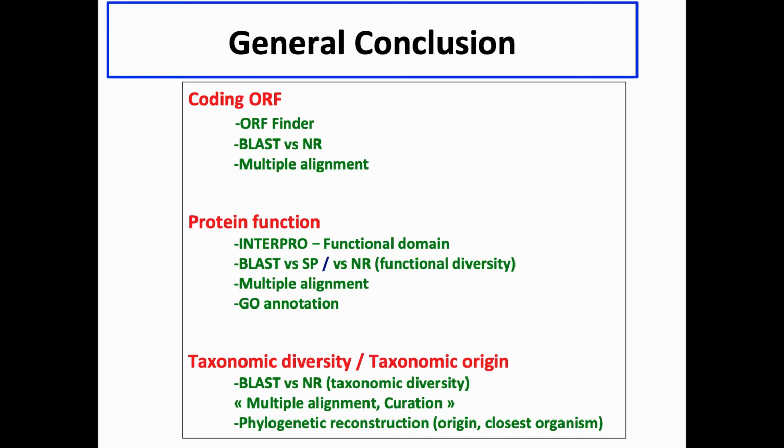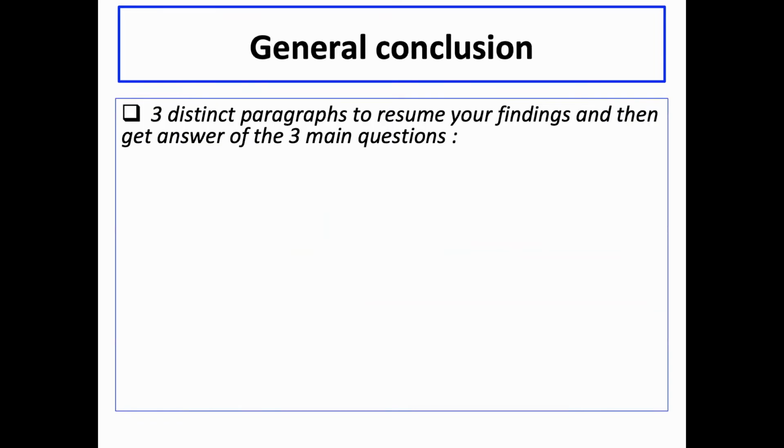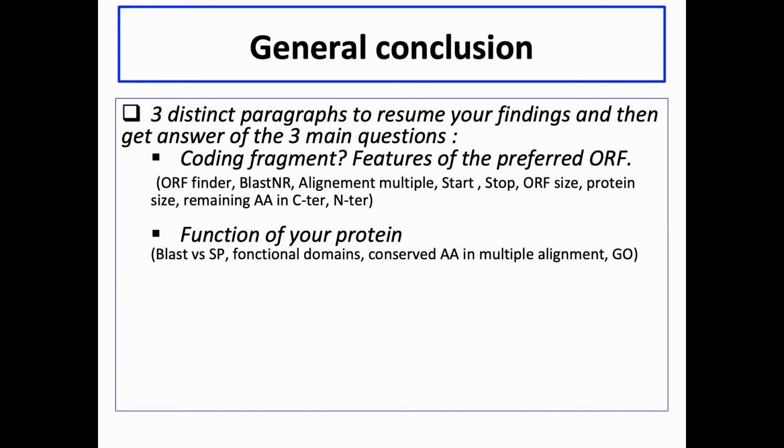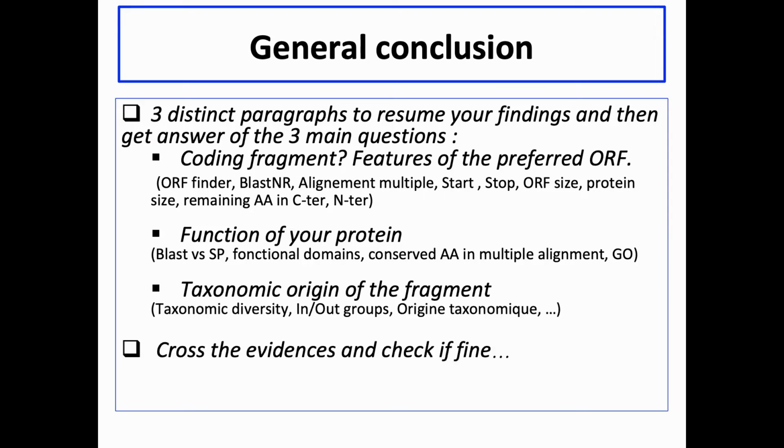It means that in your conclusion, you should have 3 main paragraphs. Each paragraph should be one of those 3 main aspects of your conclusion. Is it okay? So 3 distinct paragraphs to summarize your findings and get the answer to the 3 main questions: the coding fragment and its features, the function of your protein, and then the taxonomic origin.